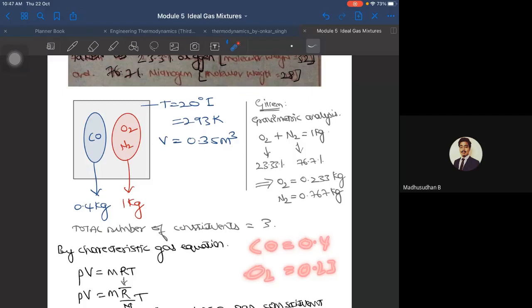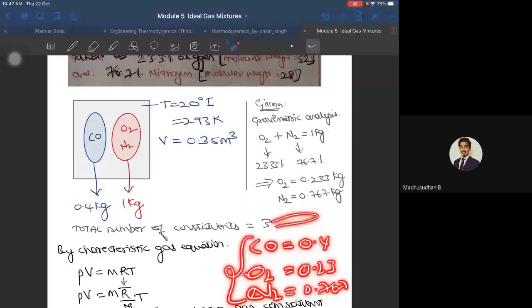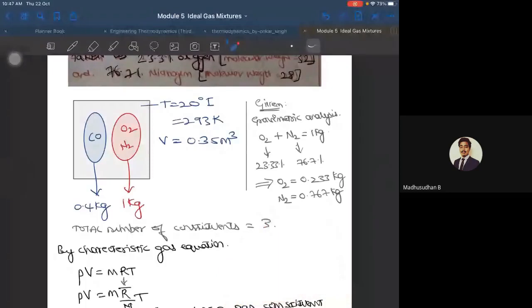So altogether, how many constituents do you have? Three constituents, and you know the gravimetric analysis, the mass distribution also. Carbon monoxide 0.4 kg, oxygen 0.23 kg, nitrogen 0.76 kg. The total mass is what? 0.4 plus 1 kg, it is 1.4 kg. Got my point? Up till now is clear.